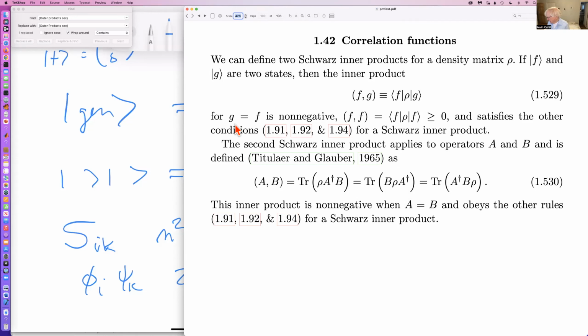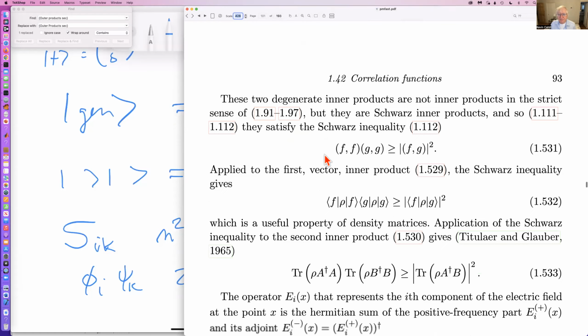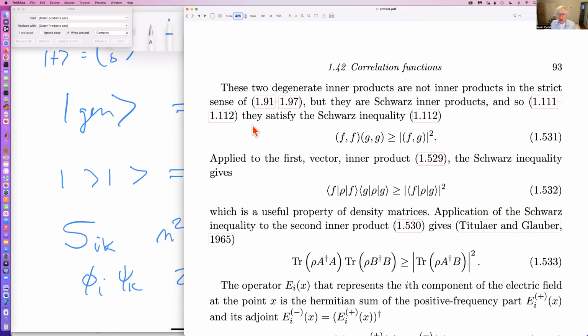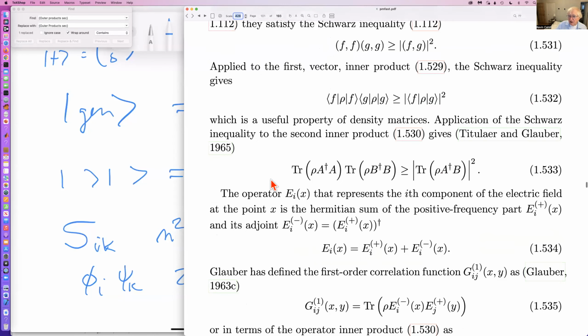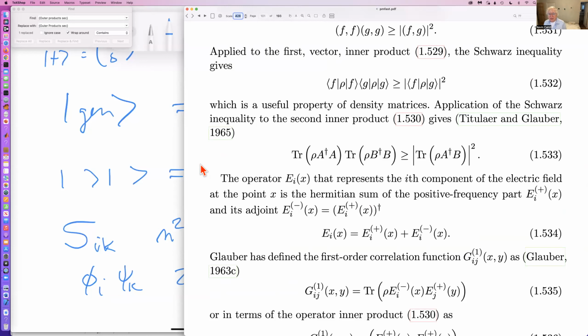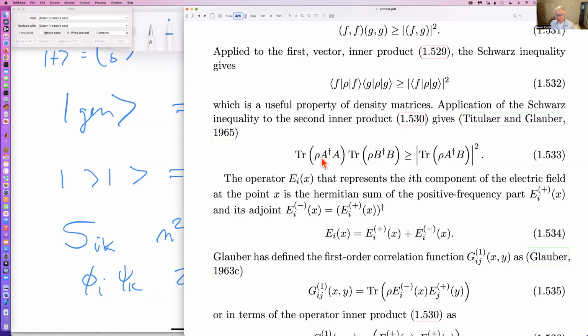I think Glauber and Titulaire invented them, yes, of course, those are the names. They are non-degenerate inner products and are not inner products in the strict sense, but they are Schwartz inner products. So they satisfy the Schwartz inequality. And if you apply them to the vector inner product, you get this rule, which is a property for density matrices. And if you apply it to the second inner product rule, you get this trace inequality.